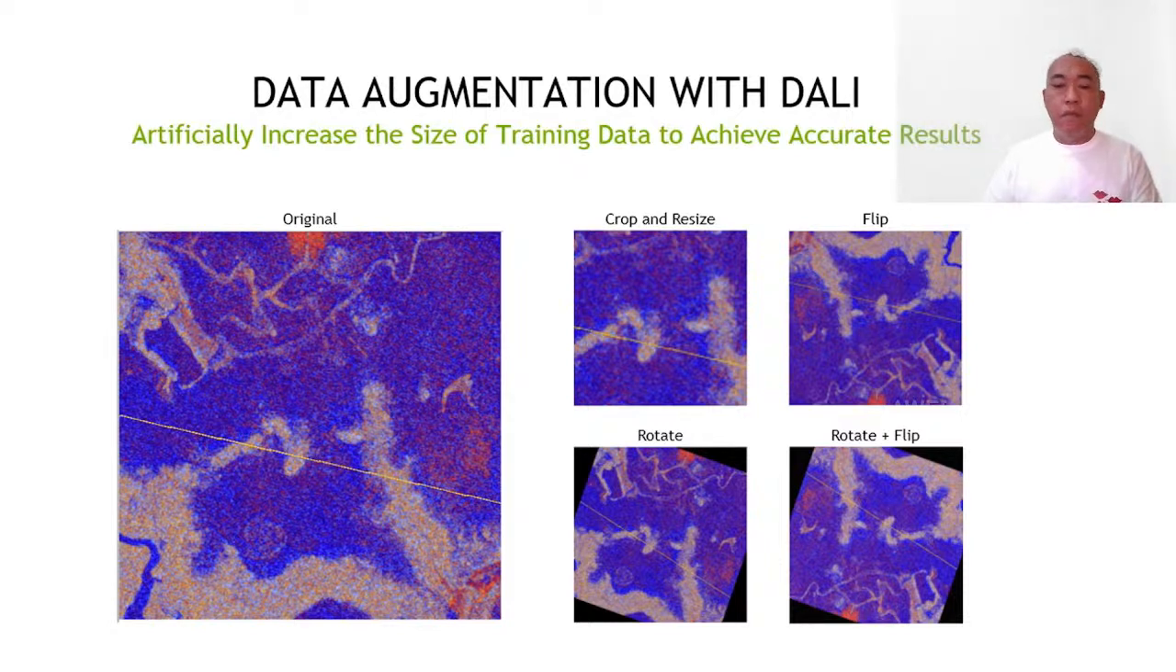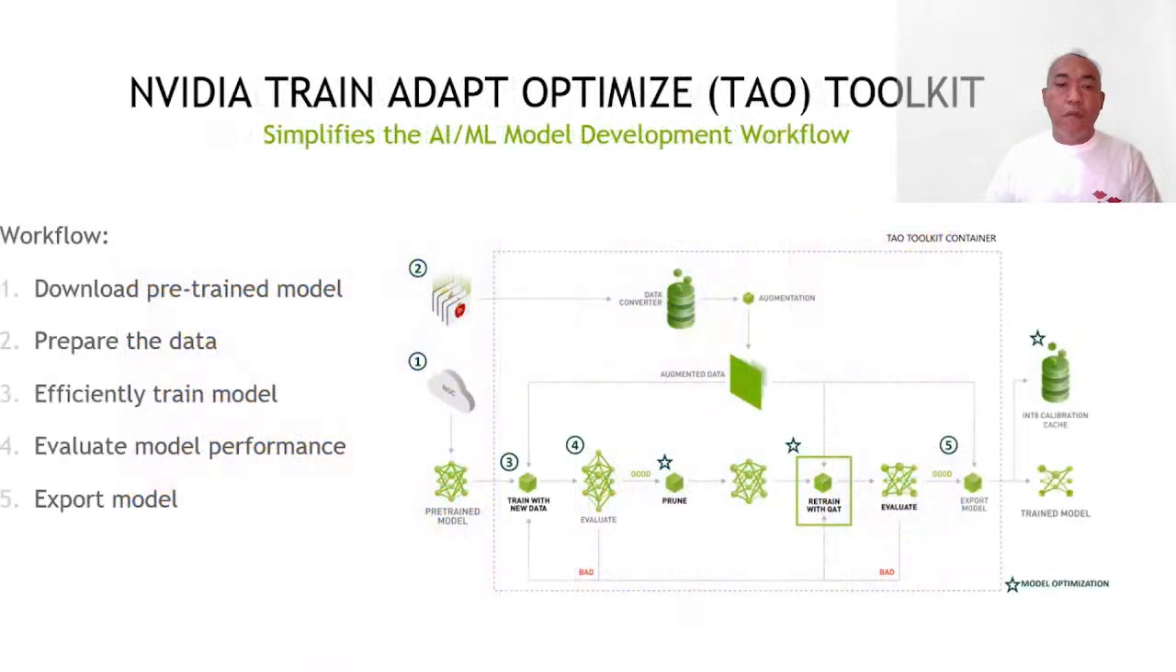The NVIDIA Train, Adapt, Optimize, or TAO toolkit is used to train deep learning models. As you'll learn, this framework simplifies the model development workflow. It lets developers fine-tune pre-trained models with custom data to produce highly accurate models efficiently, eliminating the need for large training runs and deep AI expertise. This is achieved through transfer learning.